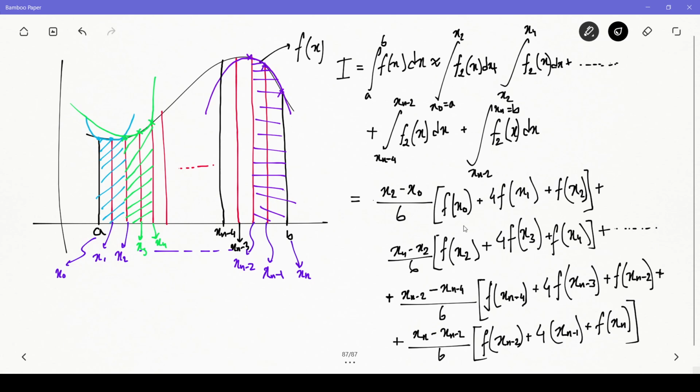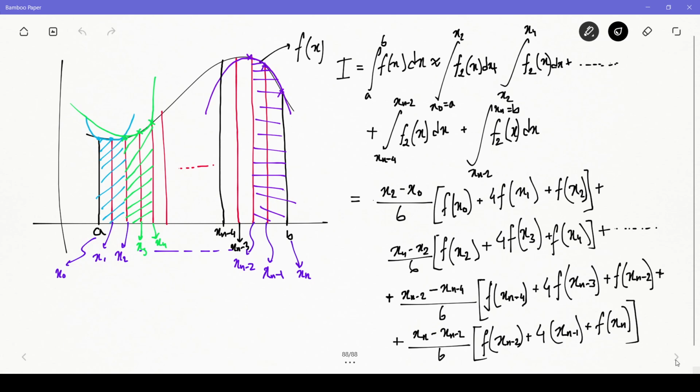Okay, now that we have applied the Simpson's 1 by 3 formula on every single term of this expression over here, we end up with this whole expression. So what we can do is we can try to simplify this expression further, maybe make it more concise and compact, so that it becomes a formula that is easy to recall and remember. Let's go to the next page and see how we can do that.